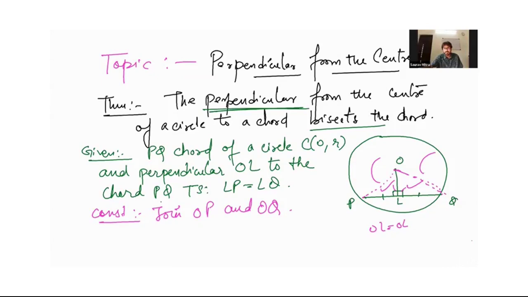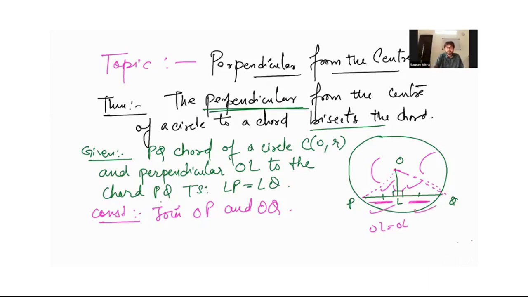So after proving the congruency, the rest of the parts, that is PL and LQ, will be equal by CPCT. So if PL and LQ are equal, that means OL is bisecting the line PQ. If you are able to prove that PL is equal to LQ, then we are done, because we want to prove that this perpendicular OL divides the line PQ into equal parts, that is PL and LQ.